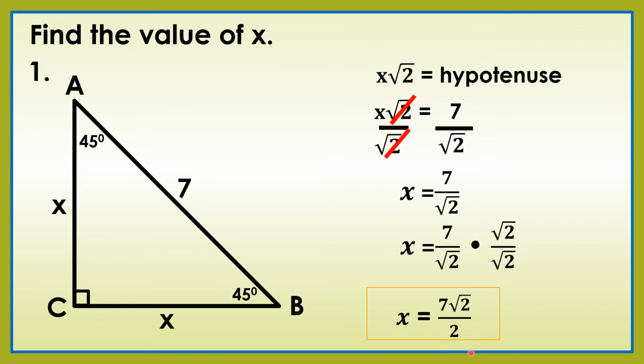So, paano nakuha yung 2? Square root of 2 times square root of 2 is equal to square root of 4. At ang 4 ay perfect square. Therefore, ang square root ng 4 ay equals to 2.